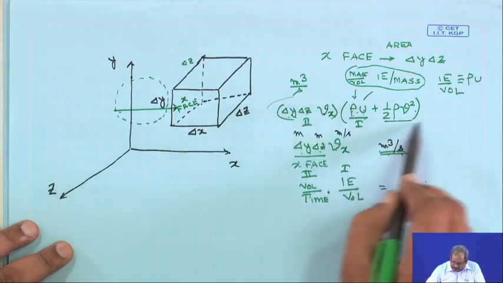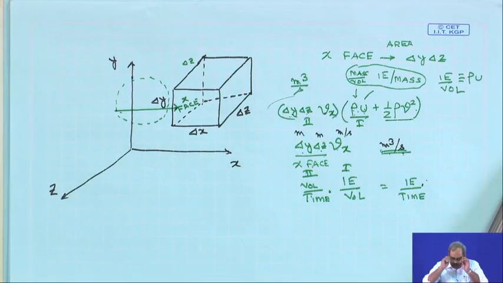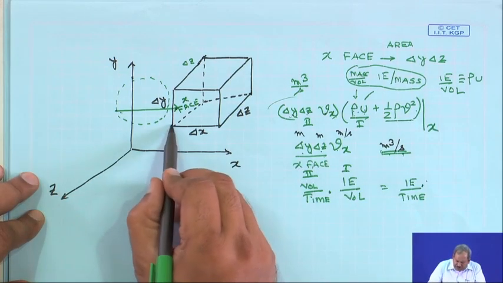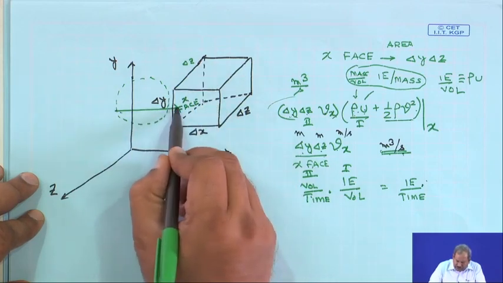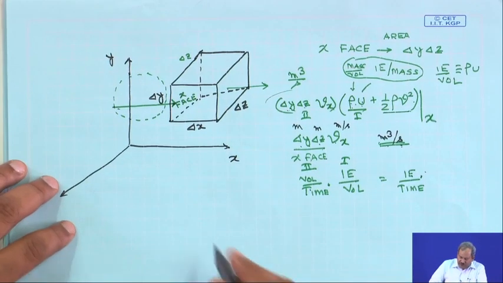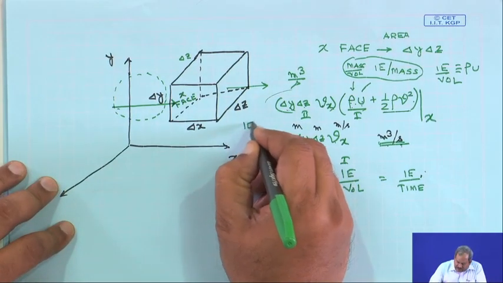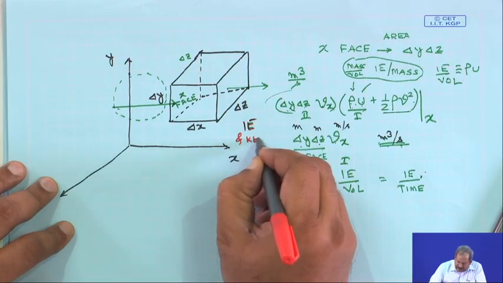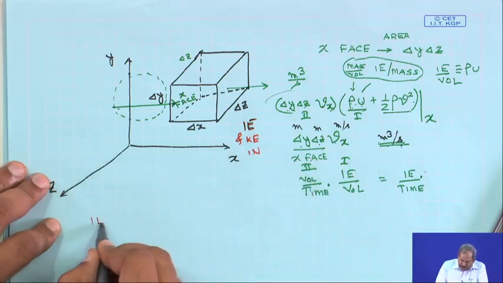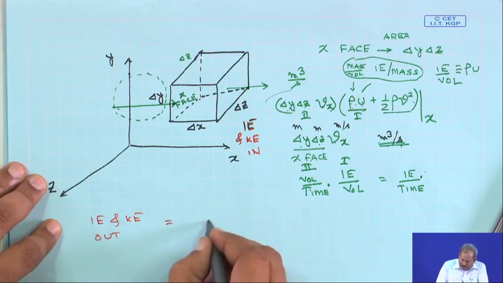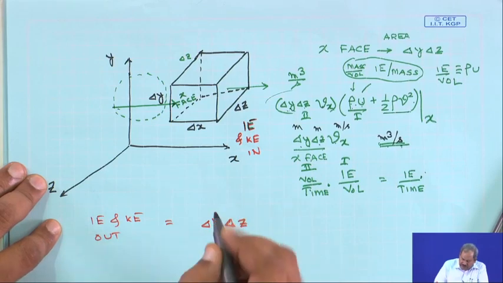So, together this whole term gives you the, and this is evaluated at x, at this point on this face. So, it comes in through the x face and goes out through the face at x plus del x. So, this is IE and KE in. So, what would be IE and KE out? This must be equal to del y del z as before.